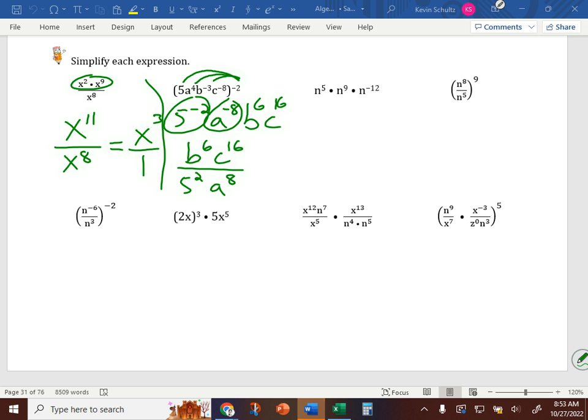It's more efficient to distribute first. Okay? Would it be wrong if you move the negative powers first? No, you just have to move everything back again. So, but that's all right.